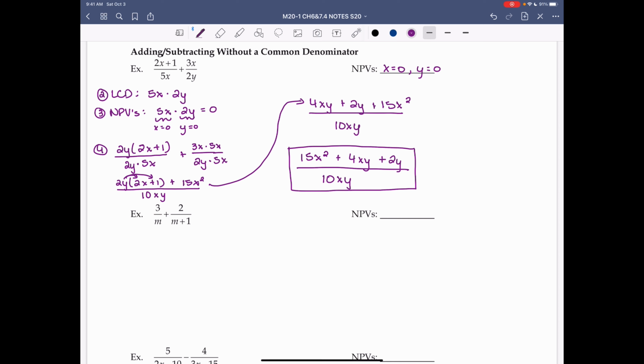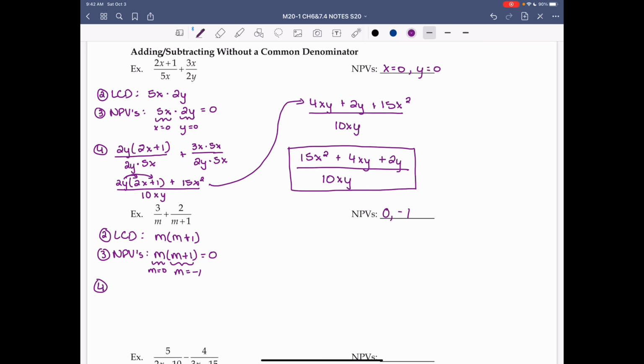Three over m plus 2 over m plus 1. Step 1, factor. We can't factor anything. Step 2, what is our lowest common denominator? We have m and m plus 1 as our denominators. So m times m plus 1 would be our lowest common denominator. Step 3, NPVs, our lowest common denominator, m times m plus 1. When is that equal to 0? When m equals 0 or when m plus 1 equals 0, which is when m equals negative 1. So 0 and negative 1.